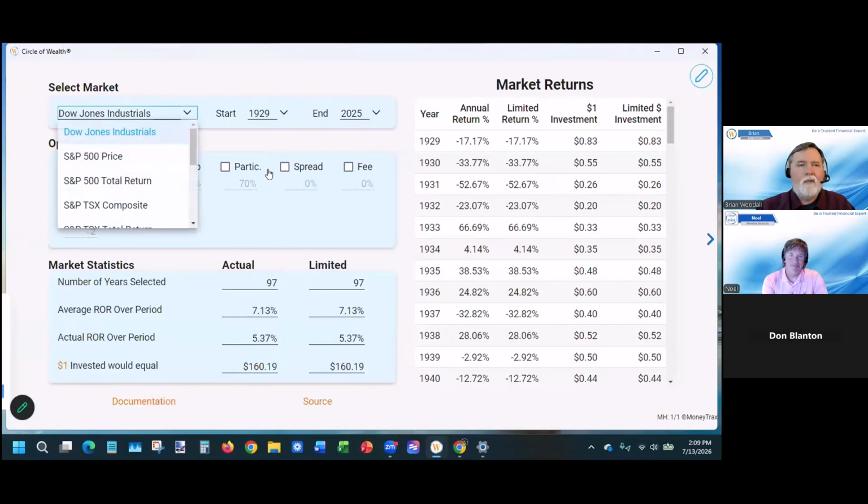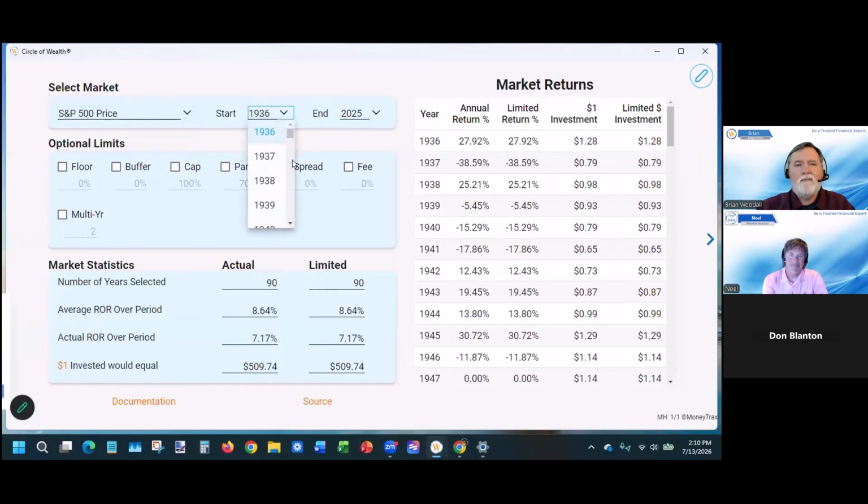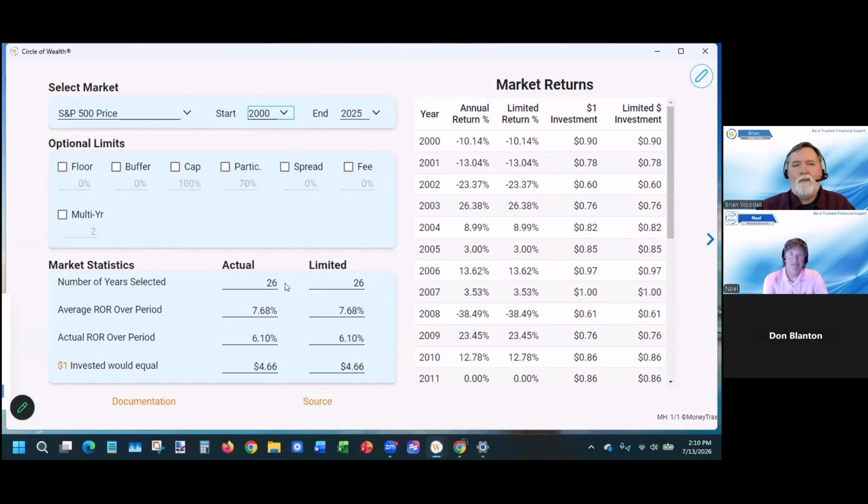Now, the area that I want to focus on first is down here. Again, I was on the S&P price, 2000 to 2022 is what I'm going to do, just for giggles. So you can see I selected 23 years here, the average rate of return. So I'm going to focus over here. I'm going to see if I can get the draw tool to work now.